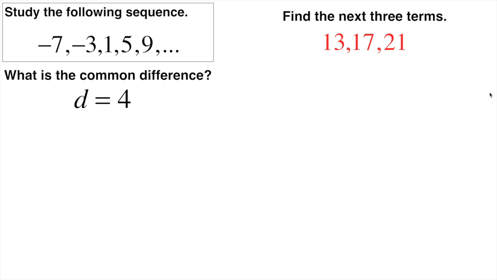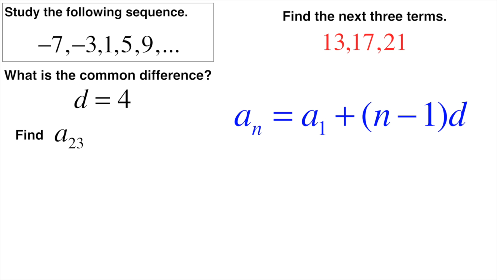Now, what if I asked to find the 23rd term in this sequence? So this is A of 23. Well, we can continually just add this on and keep track of it every time. I can write a little number under each one of them. This would be number 6, this would be number 7, this would be number 8, but that gets kind of tedious. There's a much, much faster way to do it, and that is using our arithmetic sequence formula.